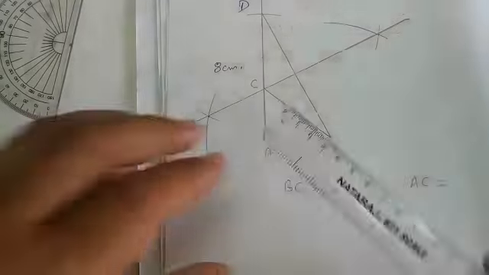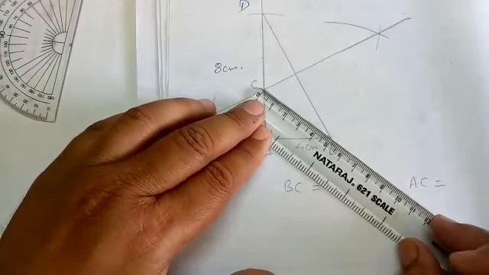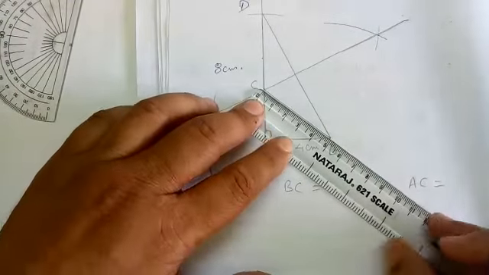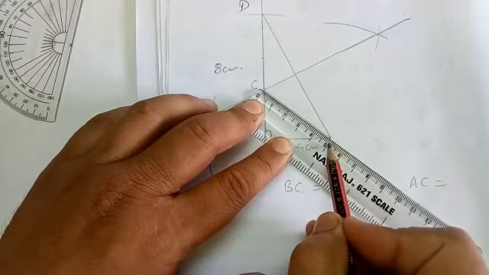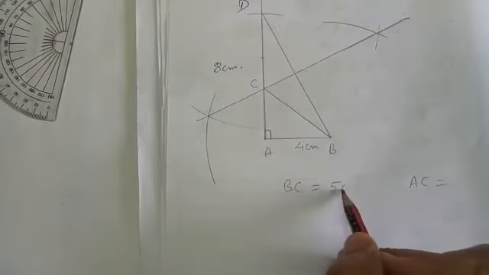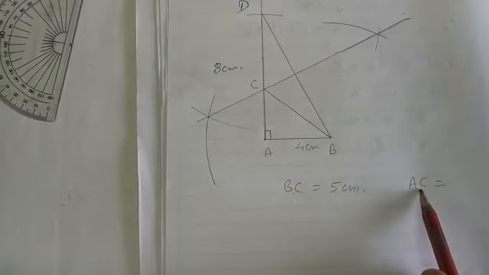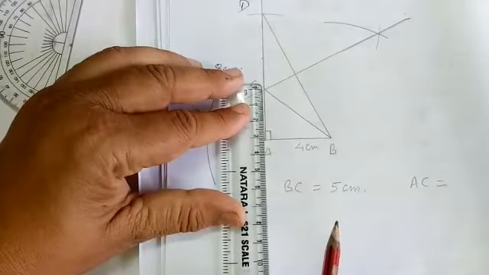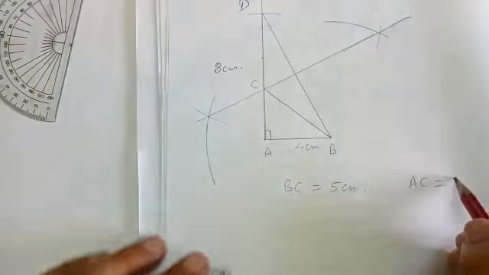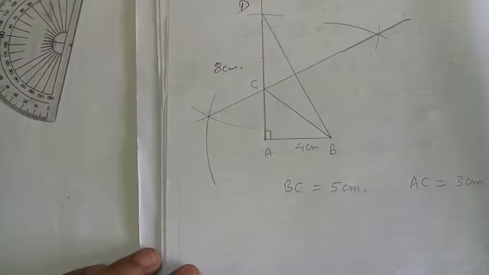You measure BC, how much it is? BC, how much it is coming? 5 cm. You write over here 5 cm. Then you have to measure AC. AC, how much it is coming? 3 cm.